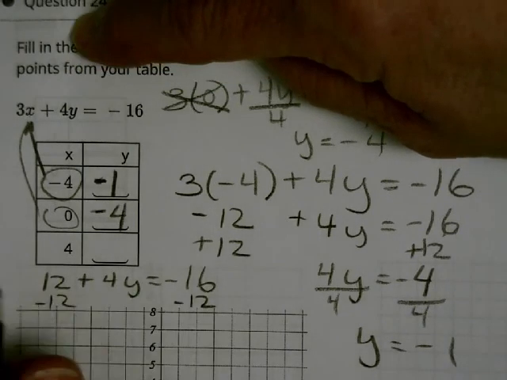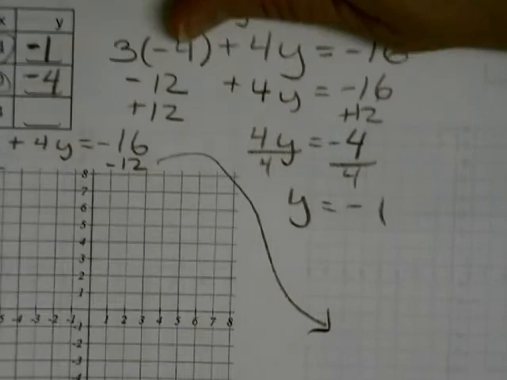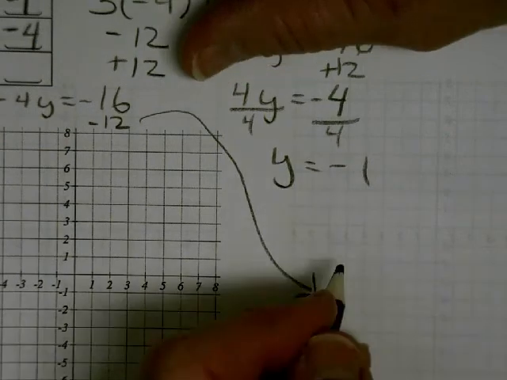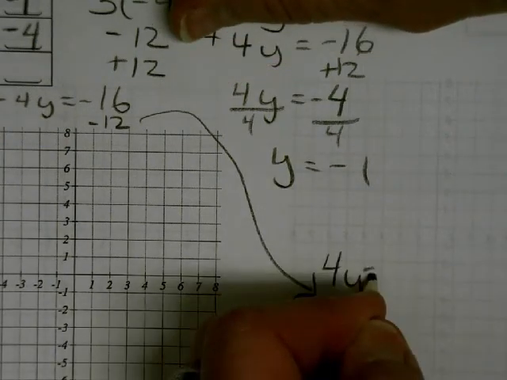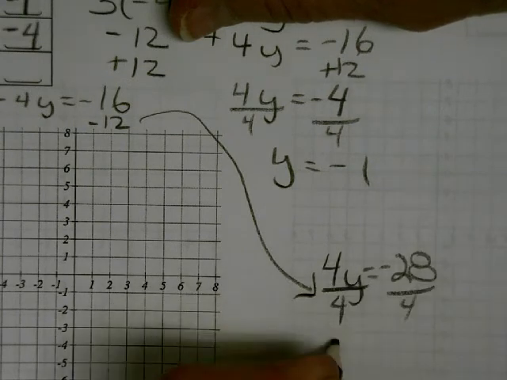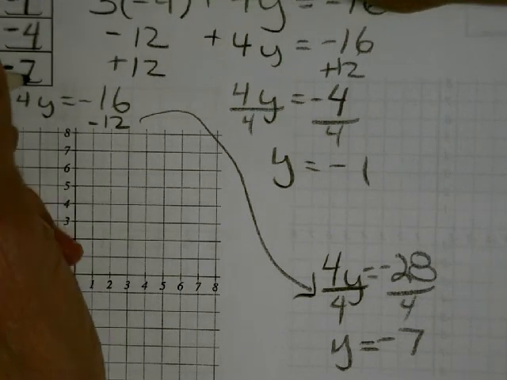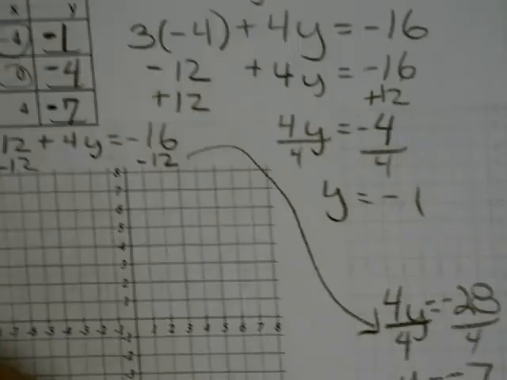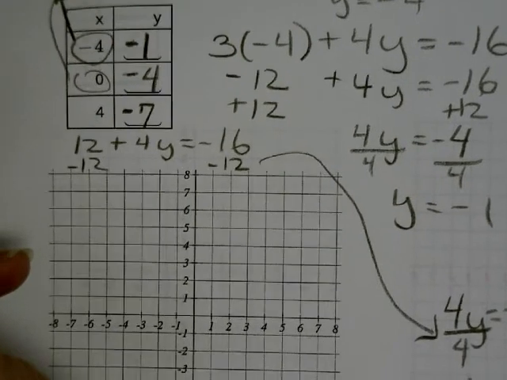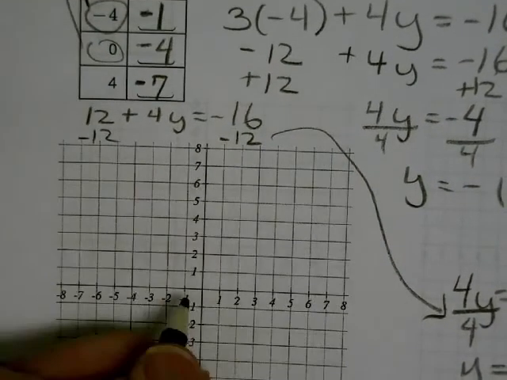So I'm going to put a 4 in here, right? So it's 12 plus 4y is negative 16. So we take away a 12. That's a negative 16, yeah. So I'm going to move over here because I am running out of room. Okay, 4y is a negative 28. So divide by 4, y is a negative 7.